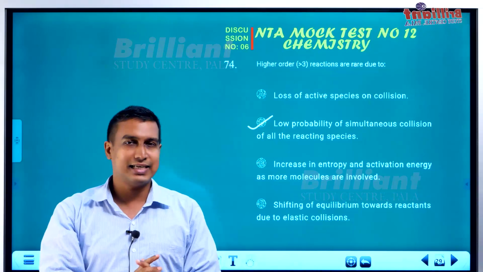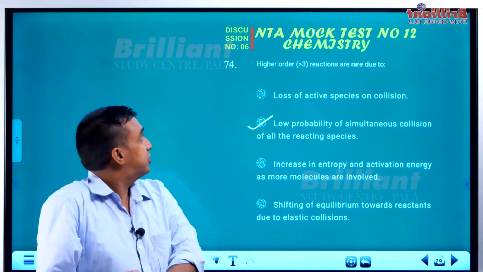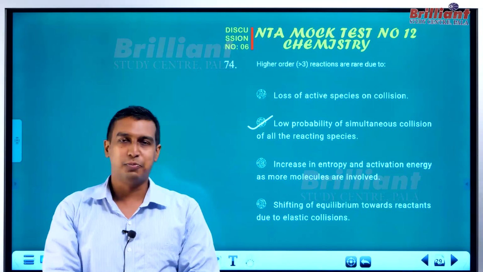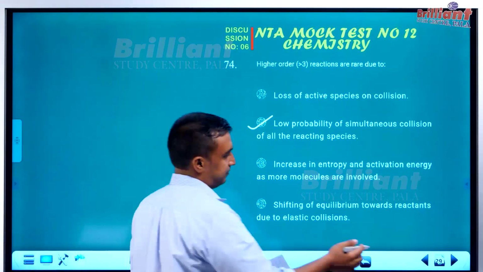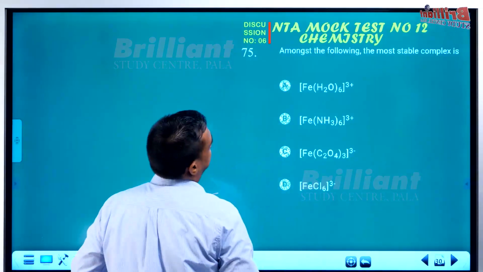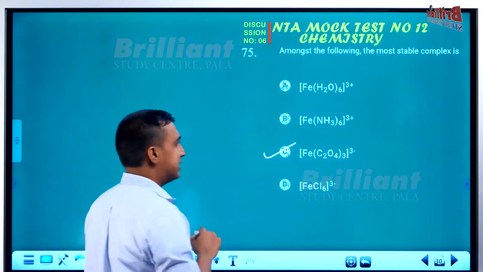That is why such reactions will have very low yield. I hope you are getting the idea. Question number 74, the answer will come as option B. Coming to the next question. Amongst the following, the most stable complexes. For 75, the answer will come as C.